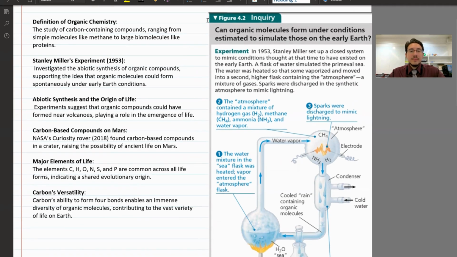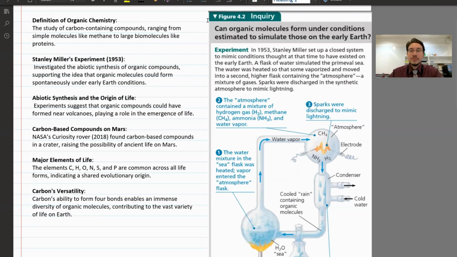All right. So the idea that life arose from organic compounds, from an environment in the early Earth that didn't have any organic compounds, came about from the experiments of Stanley Miller. Okay, in 1953, he investigated the abiotic synthesis of organic compounds. These are quite complex compounds in order for life to form. So how did these compounds come about? This experiment that Stanley Miller did gave the notion that from inorganic compounds, you can create organic molecules, supporting the idea that organic molecules could form spontaneously under Earth's conditions.